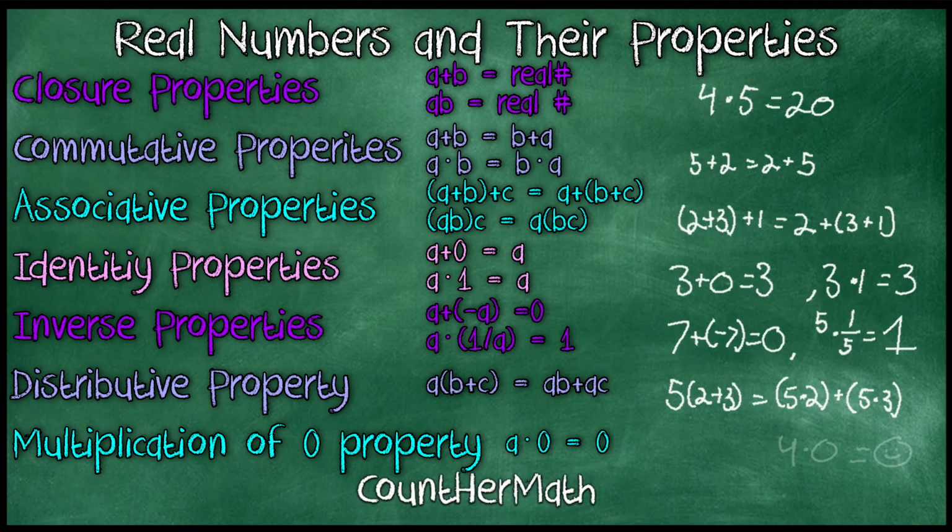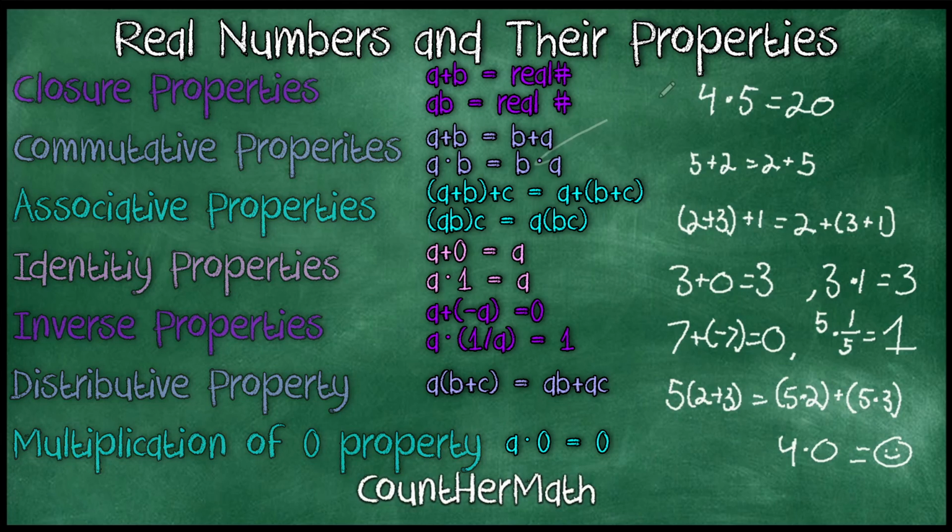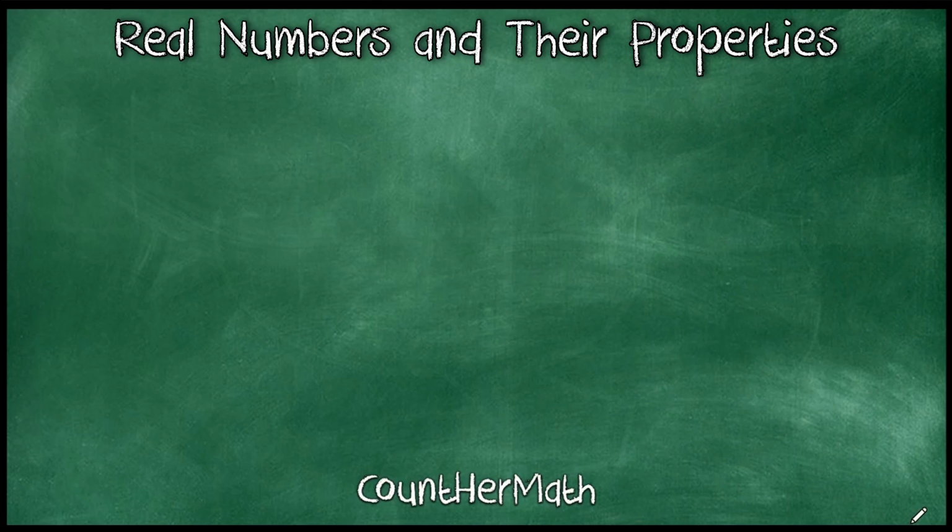An example would be 4 times 0 equals 0. Remember, this also worked with huge things like polynomials, or the biggest thing you can think of off the top of your head. If it is multiplied by 0, the answer is 0. That's all our real number properties, so let's move into inequalities.